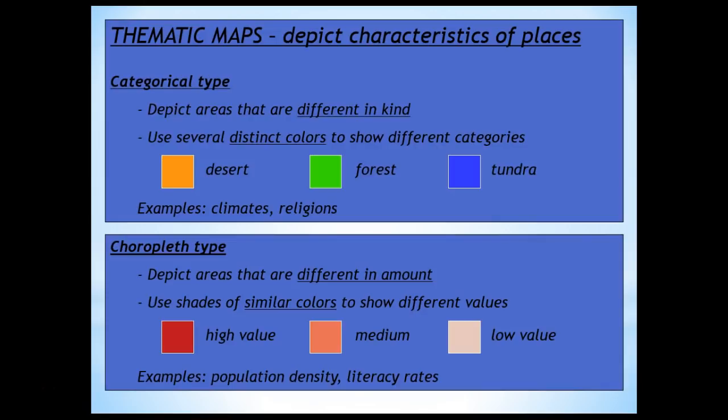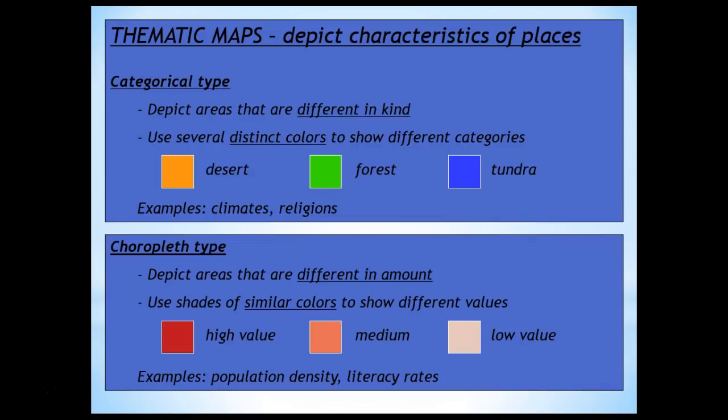So today we're going to look at a couple of different types of maps, and we're going to think a bit about spatial thinking and how space is represented on maps, or when we look at any sort of geographic tool, the spatial elements of it we have to consider. So we have a couple of different types of maps. Thematic maps that depict characteristics of places. There are categorical types to show us distinct different kinds. Or there are choropleth that show us different amounts.